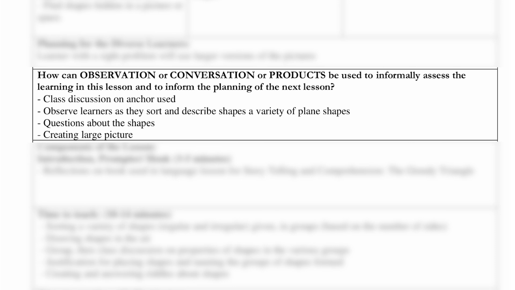How can observation or conversation or products be used in this lesson? Now, we have an anchor, which we will use. We will observe learners as they search and describe shapes in a variety of ways. And remember, one of the skills we want to come out, we said we want them to accurately describe these shapes. And we want them to practice active listening. So while some learners are talking, others have to be listening for key terms and key areas that come out. And we want them to be able to answer questions.